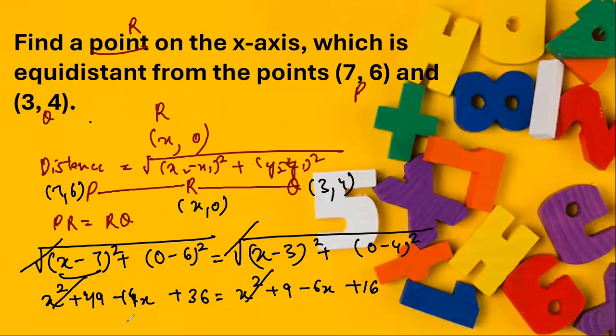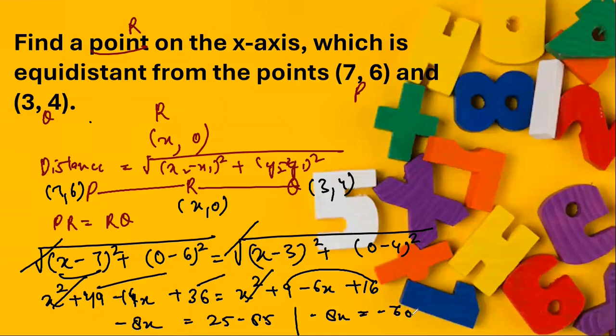So minus 14 plus 8 is how much? Minus 8x. Now let's take all the numbers on the right hand side. So this gives you 25 and this gives you 85. So 25 minus 85, so it is minus 8x equals minus 60. So minus minus cancels out. So x is equal to 60 over 8, which is 30 over 4, and 15 over 2. So x is 15 by 2.